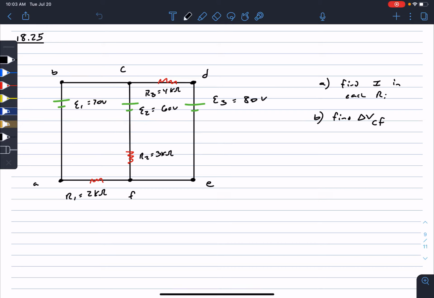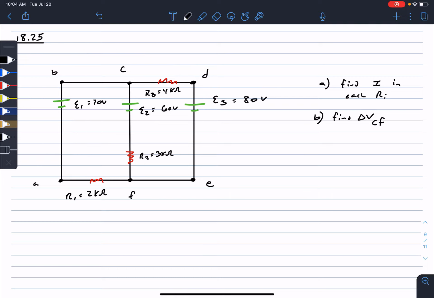So this is another Kirchoff's rules problem. We need to define which directions the current is going. We have this 80 volt battery here, a 70 volt battery here, and then a 60 volt battery here. So I would assume that the current is going to be going this way and then down. Okay, so let's draw it like that.